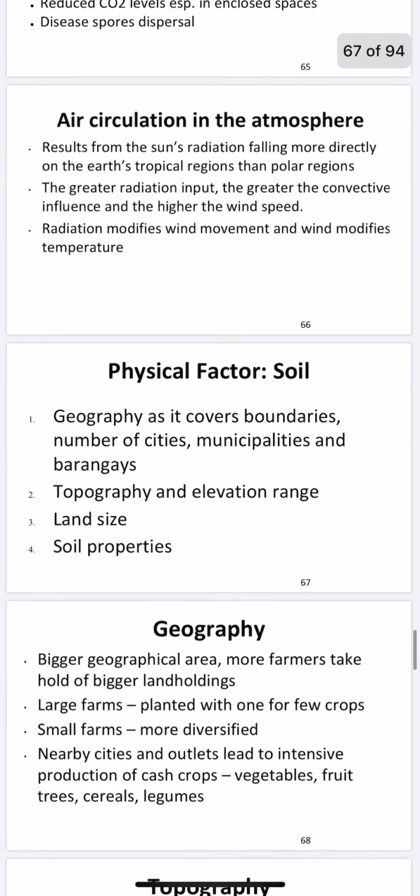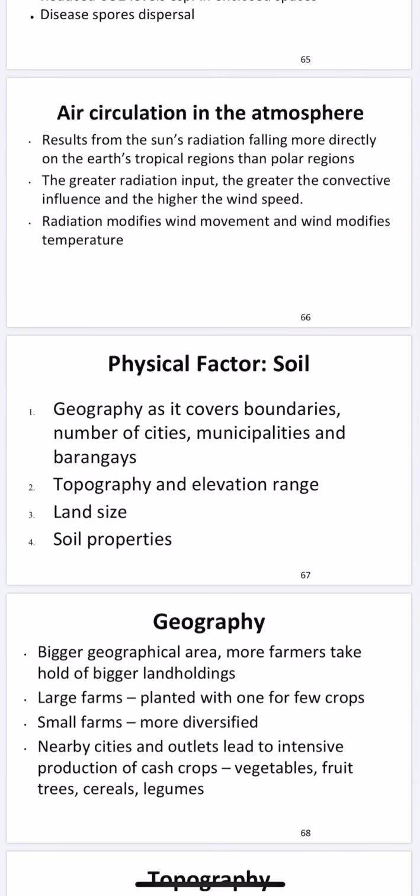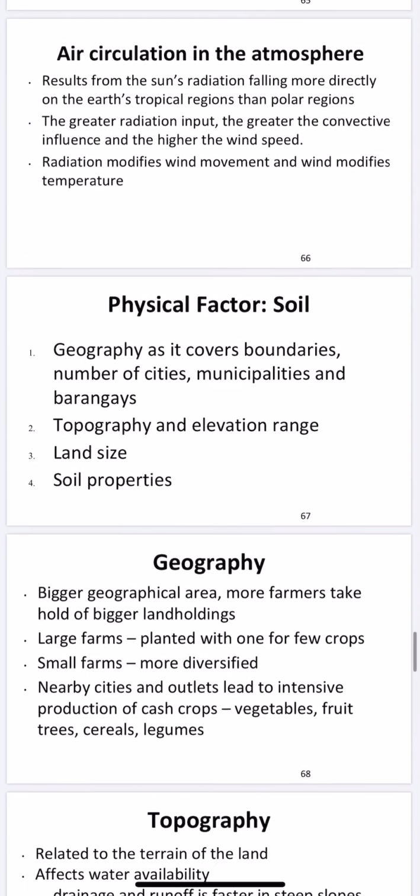So the air circulation in the atmosphere results from the sun's radiation falling more directly on the Earth's tropical regions than polar regions. So most of the sun rays are on the tropical region than the polar region. And the greater the radiation input, the greater also the convective influence and the higher the wind speed. So the radiation modifies wind movement and wind modifies temperature. Along with radiation also comes higher wind speed.